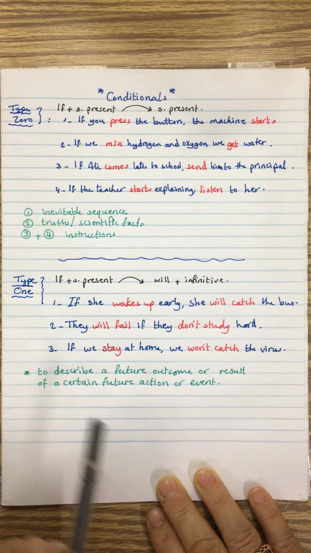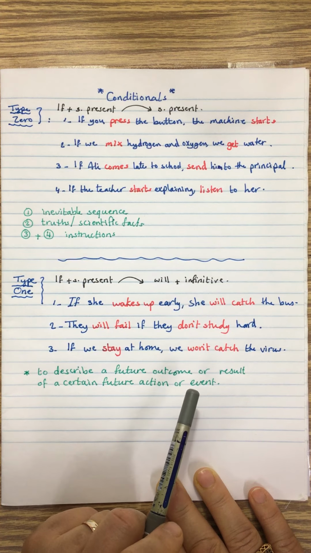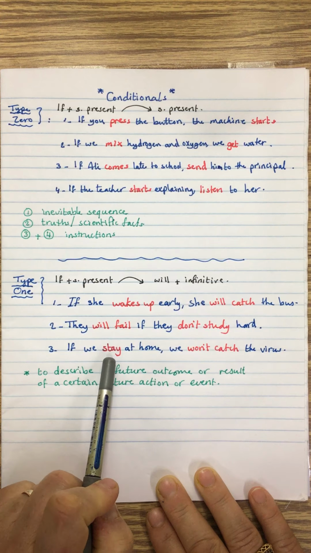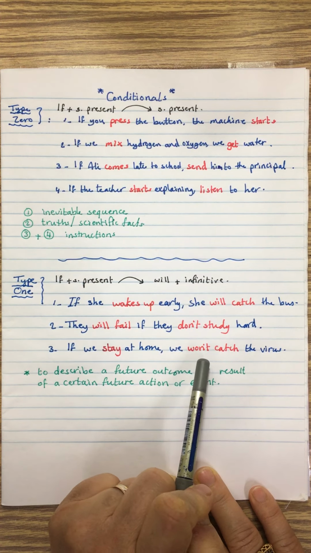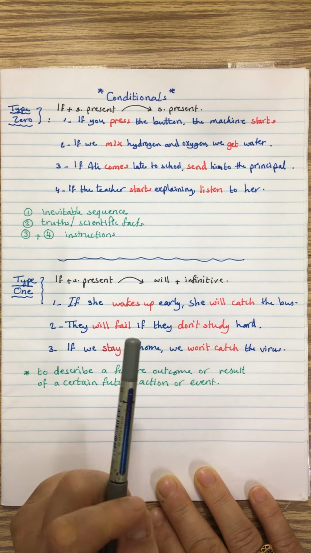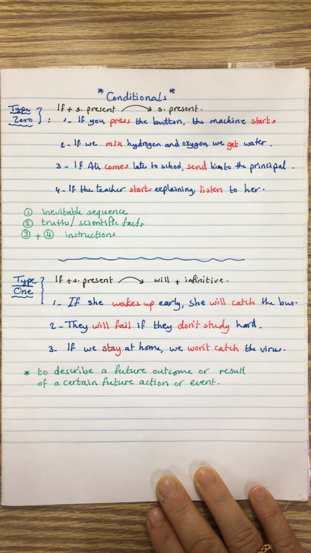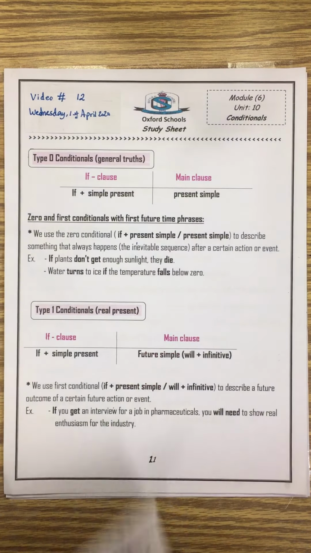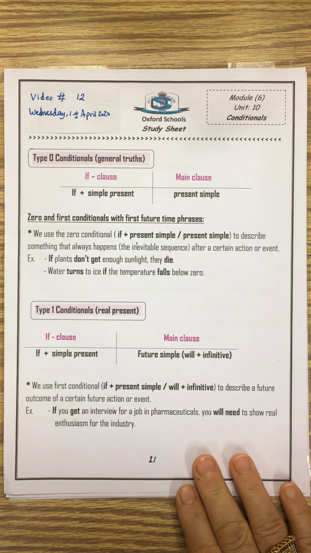Number 3, if we stay at home, we won't catch the virus. So we have simple present here. In the second part we have will or won't, the opposite, catch the virus. So this is a quick revision of type 0 and type 1 as I explained in the first semester in Unit 1. Now this is our worksheet for Unit 10.